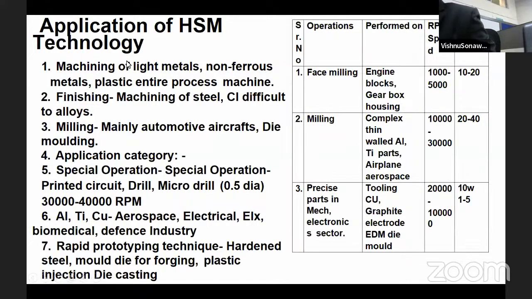Here is the application of high-speed technology. With high-speed technology, we can machine mostly light metals, that is non-ferrous materials, and plastic materials. We can manufacture these light materials, non-ferrous and plastic materials. But it is difficult to machine in the case of steel and cast iron.